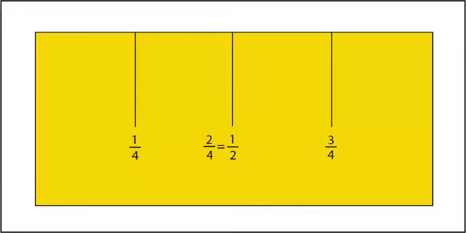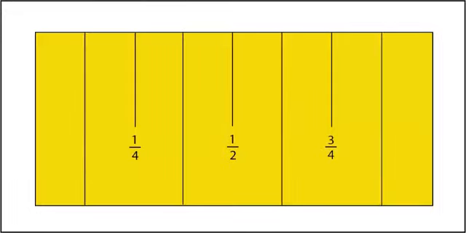I'm going to do it again. Now I'm going to draw lines cutting each of these boxes equally in half to make 8 rectangles, and label them the same way as before. 1/8. 2/8 would be 1/4. 3/8. 4/8, which is already labeled 1/2. 5/8. 6/8, which is 3/4.